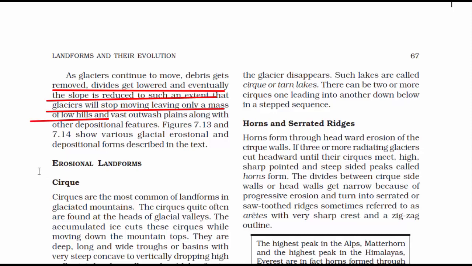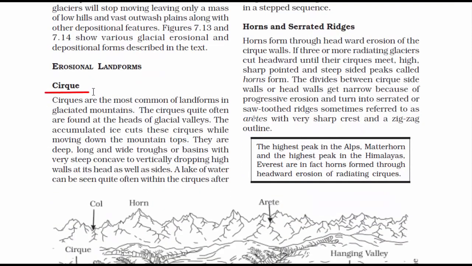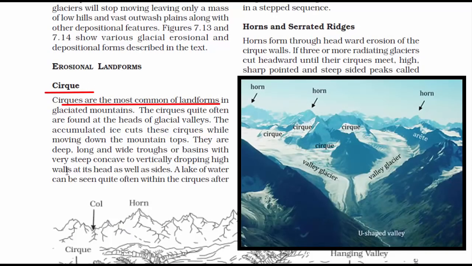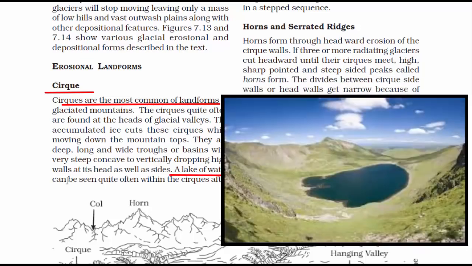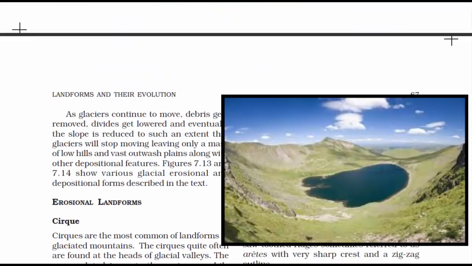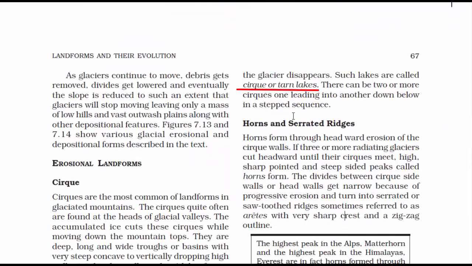Now we will read about the types of erosional landforms that are caused by glacier. The first one is cirque. It is a valley formed by glacial erosion. It is the most common landform in glaciated mountains. The cirques quite often are found at the heads of glacial valleys. When the ice slowly moves down the slope of the mountain, the accumulated ice cuts these slopes in a cup shape called cirques. A lake of water can be seen quite often within the cirques after the glaciers disappear. This lake is called Tarn Lake.